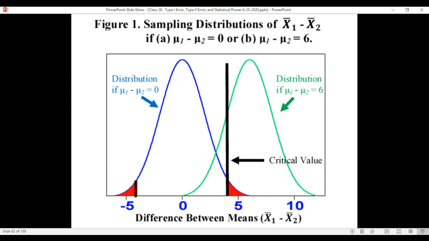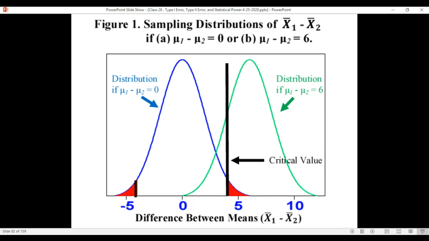Now, when a researcher does a t-test, she conditionally assumes that this distribution on the left is the true distribution. She doesn't realize that, in fact, the true sampling distribution is the one on the right. The one on the right is the true one. The one on the left is the one that the researcher conditionally assumes.